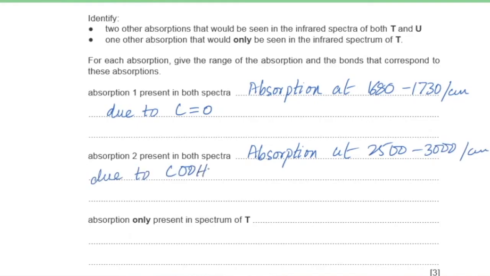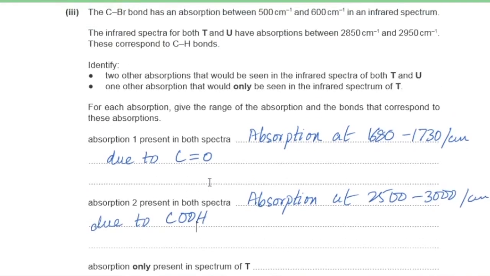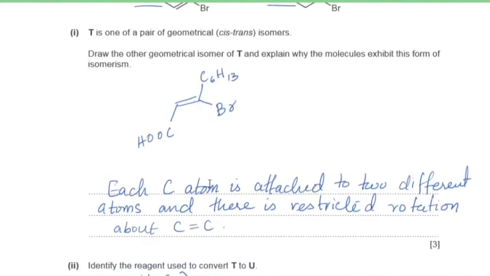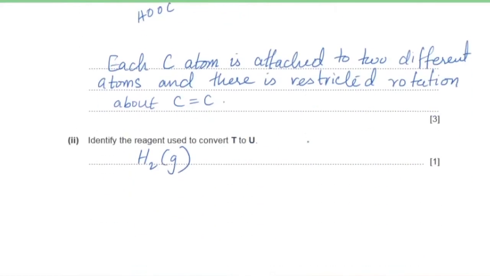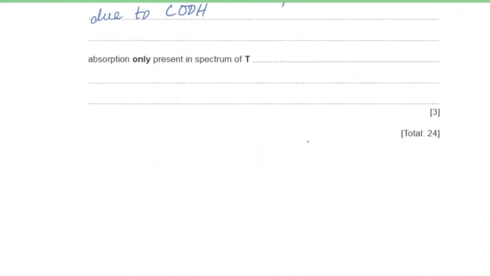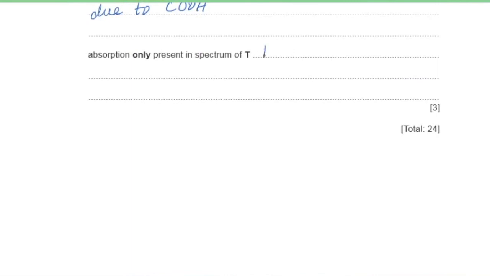Now, T will have an exclusive absorption due to the C=C double bond, which is not present in U. So for the C=C double bond, an absorption will be around 1500 to 1680 per centimeter due to the C=C double bond.